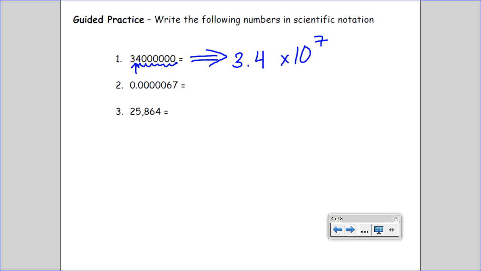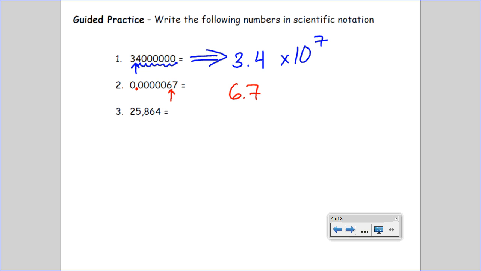This is the equal sign arrow. That equals that. Now in this next case, we are going to take a very small number and write it in scientific notation. We started our decimal place right there, and we want to end it up right there so that the number that we're dealing with is between 1 and 9.